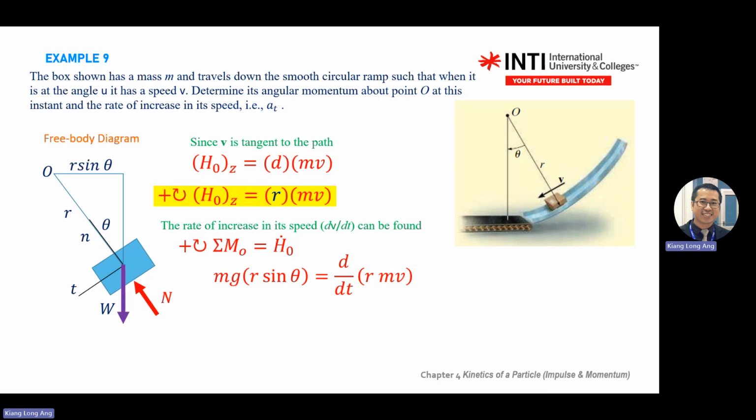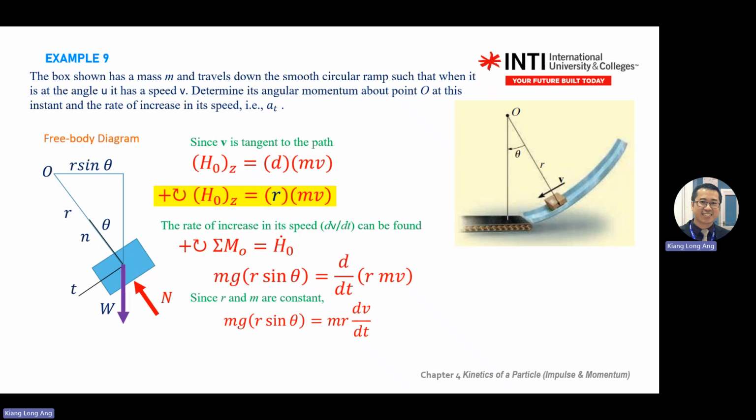Then H dot means H is moment of momentum. So moment of momentum is R mv, and the dot means d/dt. R is constant, M is constant, so pull them out. So you only arrive at dv/dt.